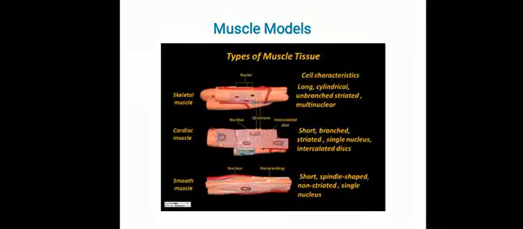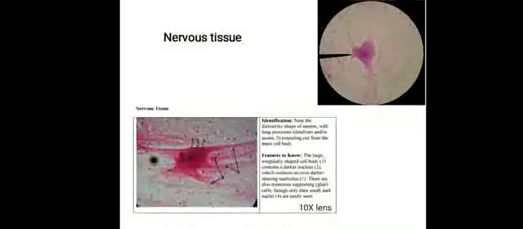As we continue, you can still see the diagram of the types of muscles that we have. Then the last type of tissue is nervous tissue. Under the microscope, if you want to view nervous tissue, this is how it looks. This is what they resemble. You can now see the shape of a neuron with long processes, that is dendrites and axons, how they extend out from the main cell body.